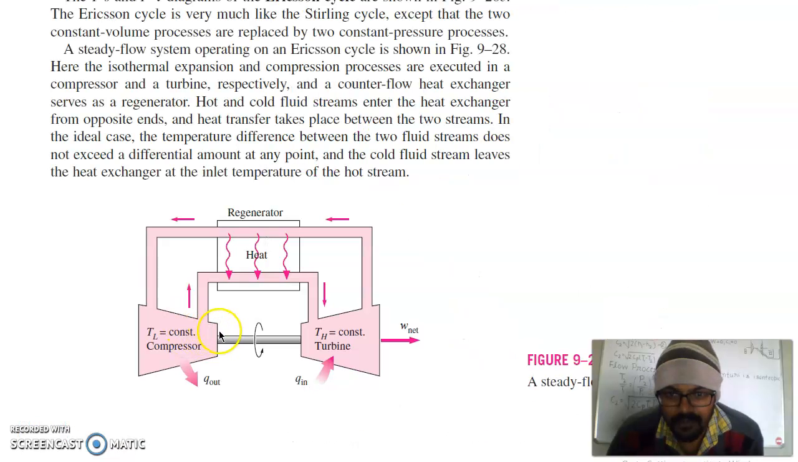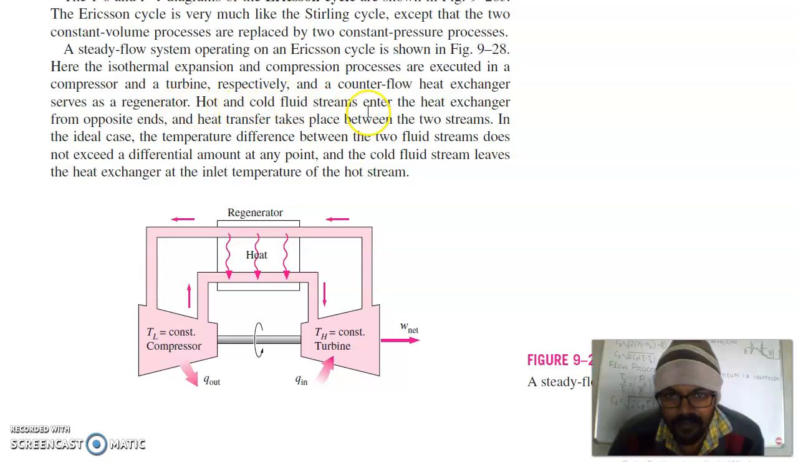So this is your Ericsson cycle where you have a compressor, a turbine, and then a regenerator. So, a steady flow system operating on the Ericsson cycle. Here the isothermal expansion and compression processes are executed in a turbine and a compressor respectively, and a counter flow heat exchanger serves as a regenerator.